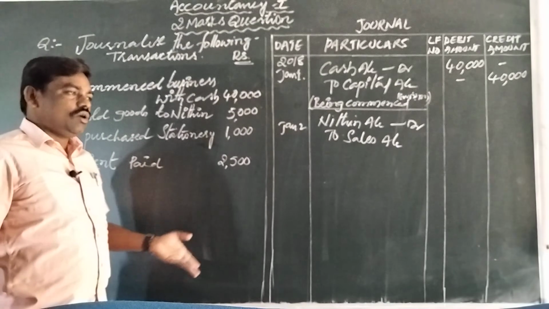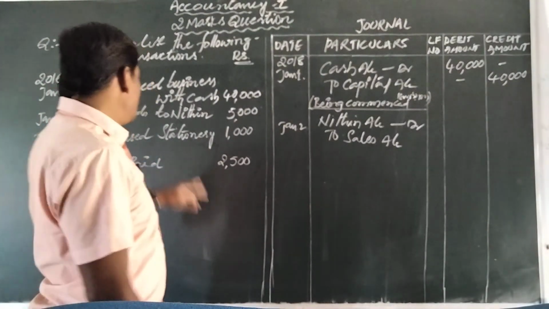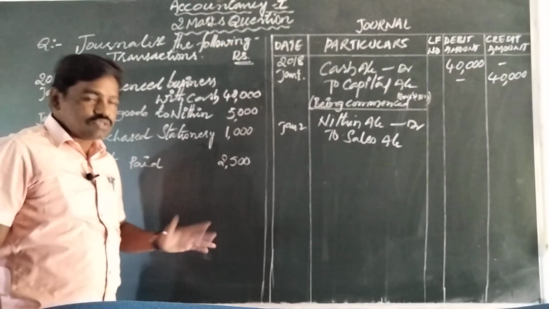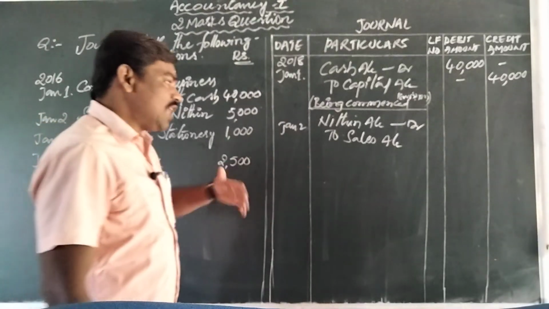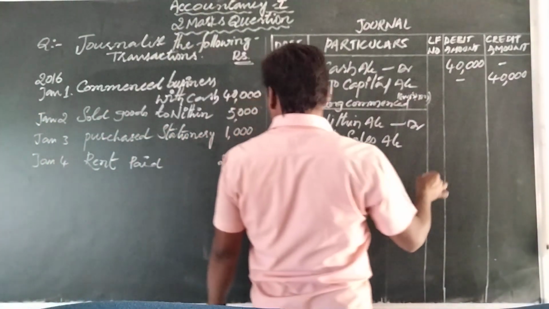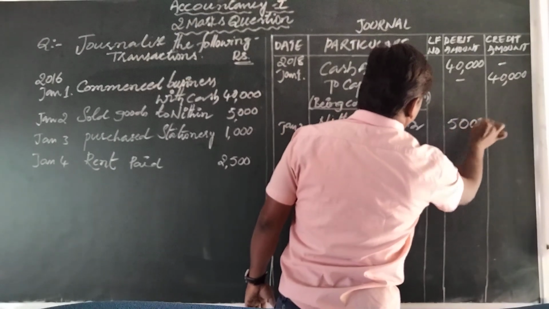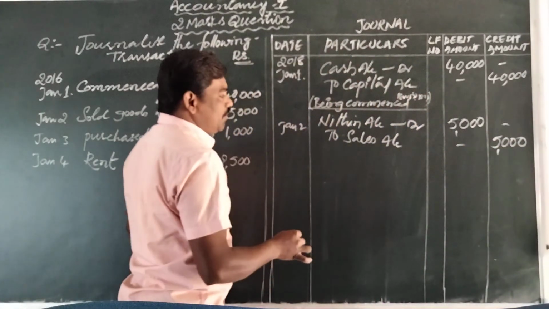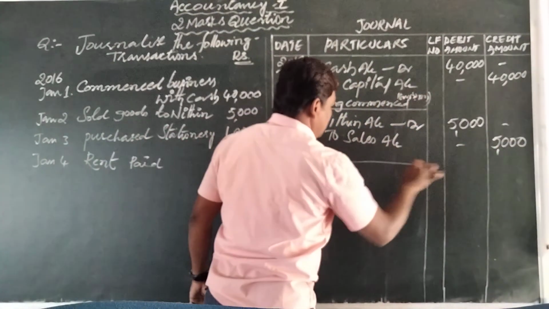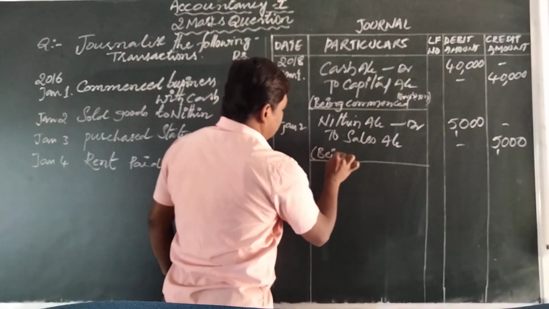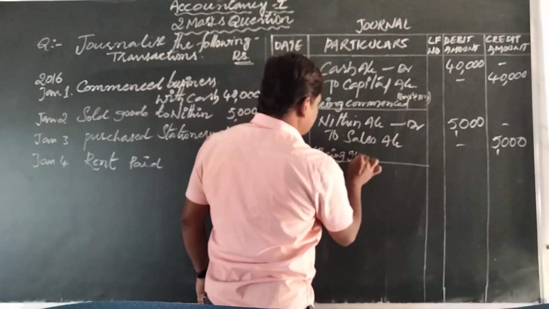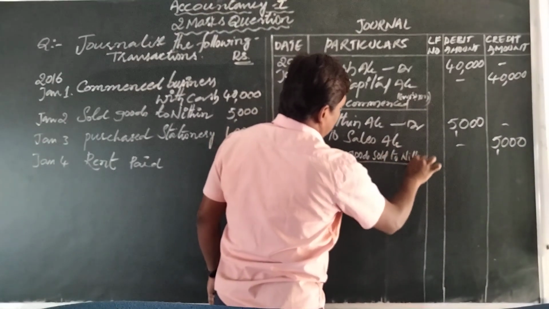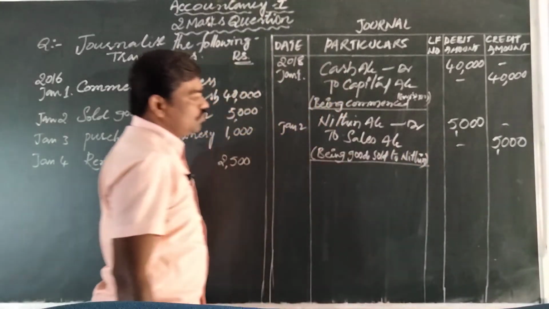Here goods is an asset related to real account. What does the real account principle say? What comes in, debit; what goes out, credit. So when we sell the goods, are they coming into the business or going out of the business? Going out of the business. So we credit it as per the real account principle, amount of rupees 5,000. Like this, we write the amount in the debit column as well as the credit column. Narration: being goods sold to Nitin. It is a credit transaction. Like this, we can write the narration.